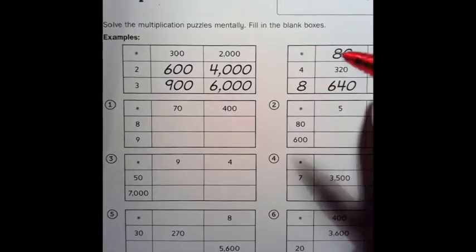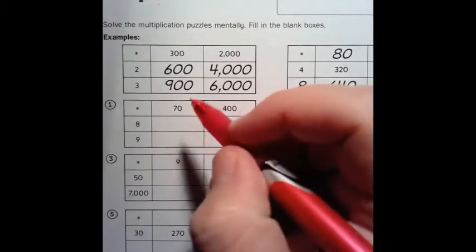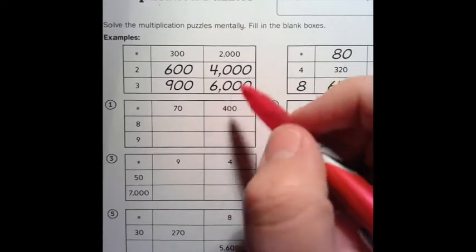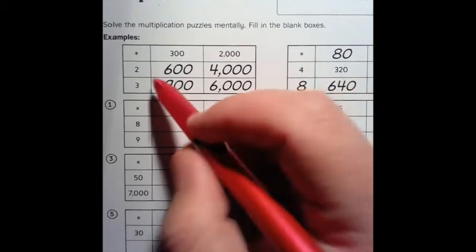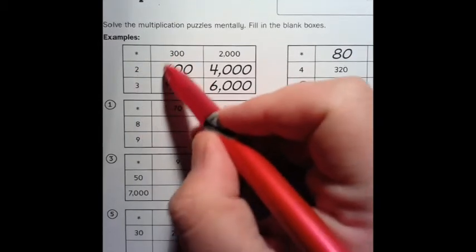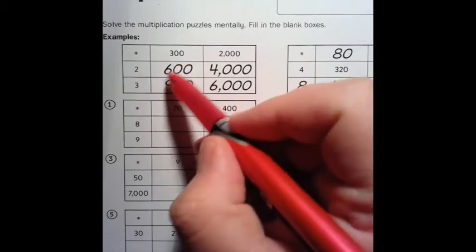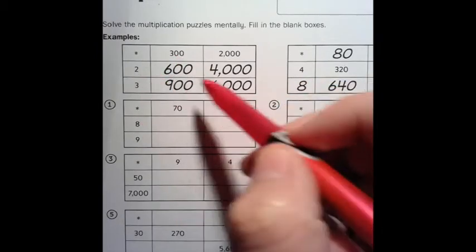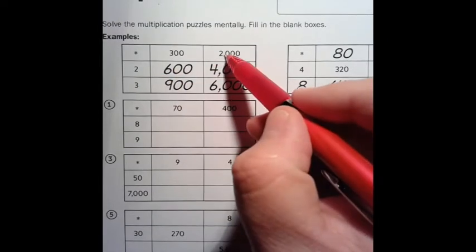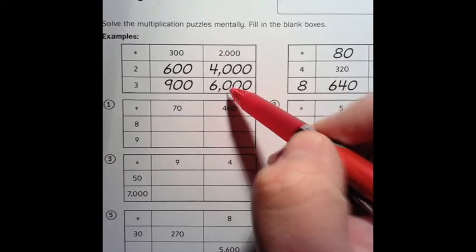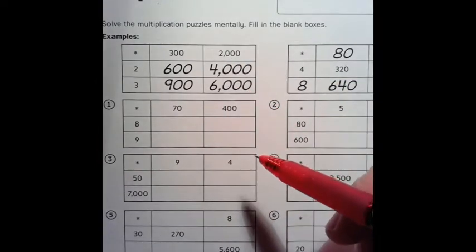We're ready to multiply using our extended facts. We're going to fill out these multiplication puzzles, and you can see the example here. You just have to multiply the row and the column together. So 2 times 300 would be 600. 3 times 300 is 900. 2 times 2,000 would be 4,000. 3 times 2,000 is 6,000. So basically that's how we do it.